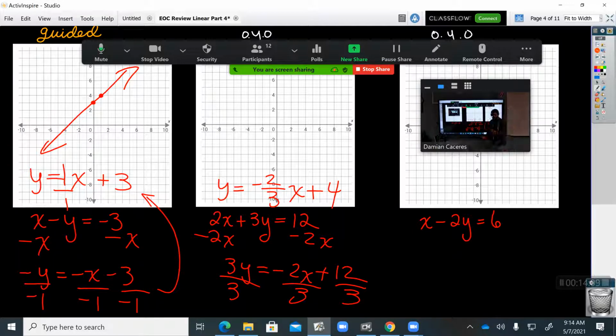Now let's graph it. The y-intercept first. Positive 4 is the constant. That's your y-intercept. So mark positive 4. And now use the slope to rise and run. Negative 2, would that be up 2 or down 2? Down 2. So we're going down 2, right 3. And we're done graphing because we have 2 points.